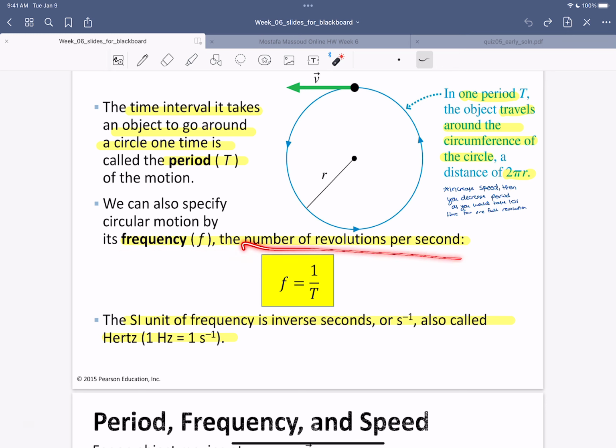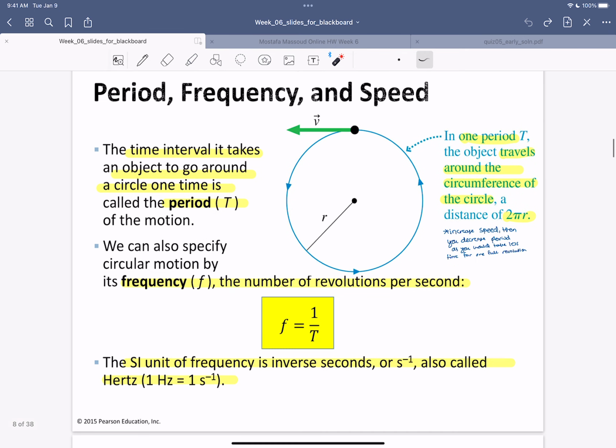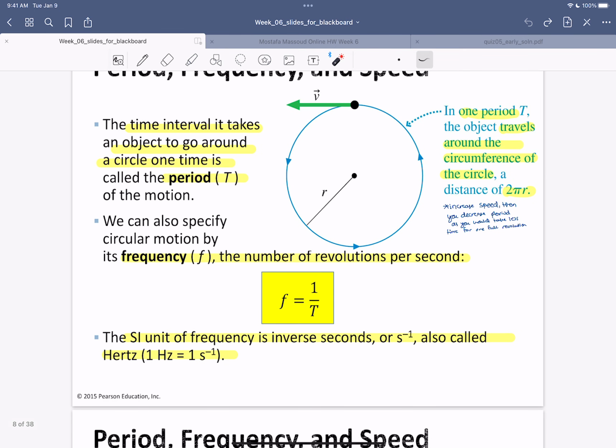So it's the number of revolutions per second. So frequency is revolutions per second. It's the amount of times I can go around a circle per second, right? And so that's a distinction that you have to make here. Now, frequency is equal to 1 over period.